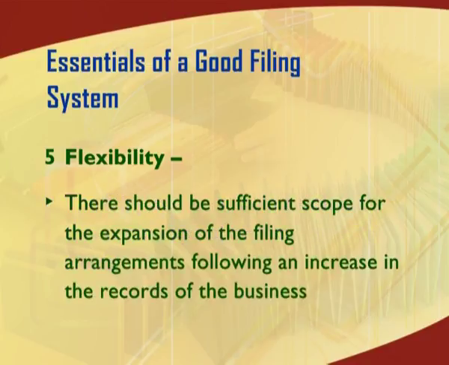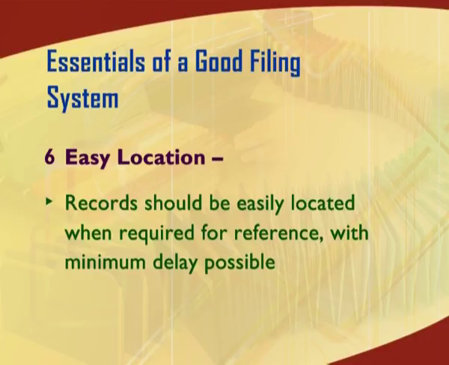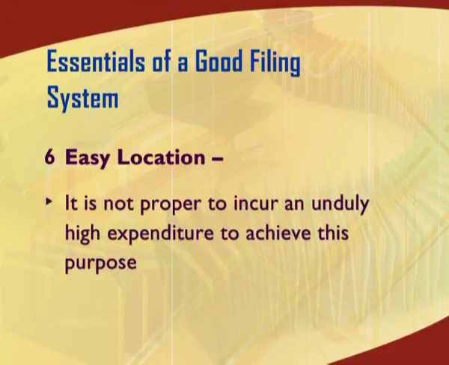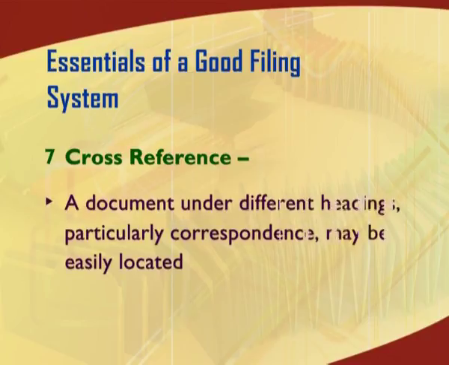There should be sufficient scope for the expansion of the filing arrangements following an increase in the records of the business. Easy location. Records should be easily located when required for reference with minimum delay possible, but it is not proper to incur an unduly high expenditure to achieve this purpose. Cross-reference. Cross-reference may be necessary so that a document under different headings, particularly correspondence, may be easily located. The filing system should facilitate cross-reference to save time.